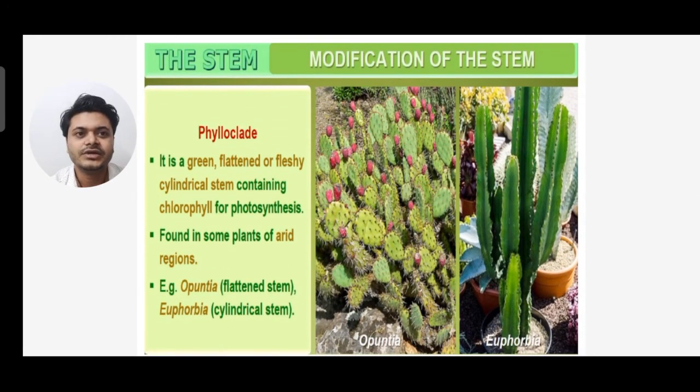Next is phylloclade. Another modification of stem is phylloclade. It is a green, flattened or fleshy cylindrical stem containing chlorophyll for photosynthesis. They are found in some plants of arid region. Examples: Opuntia has a flattened stem, and Euphorbia has a cylindrical stem.